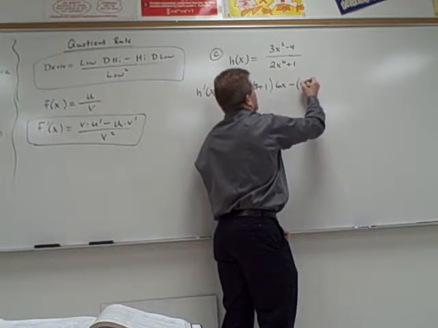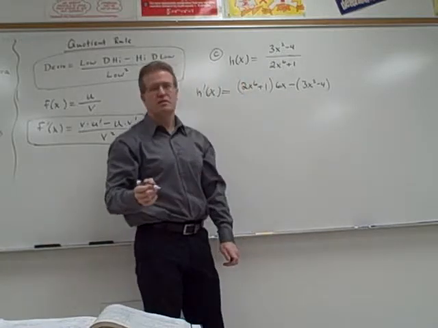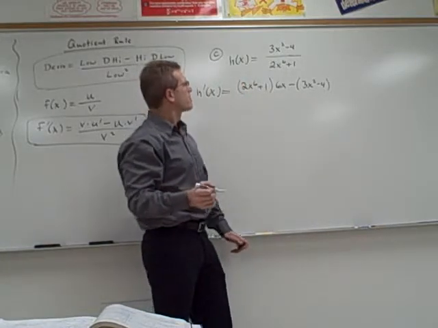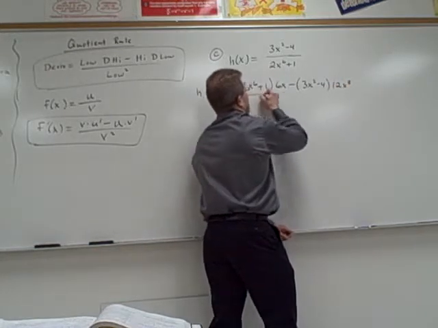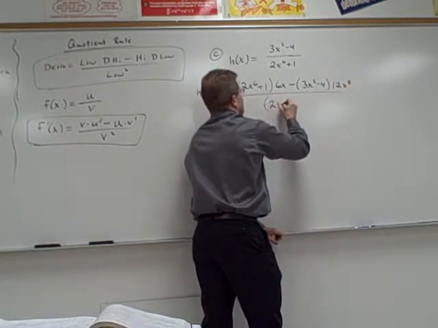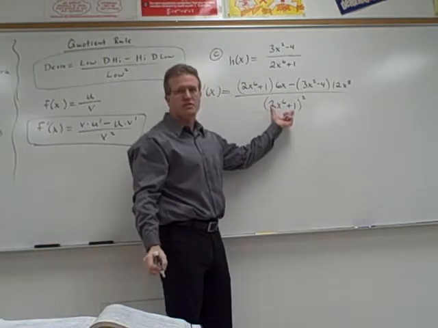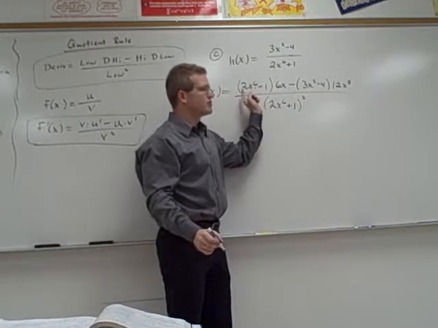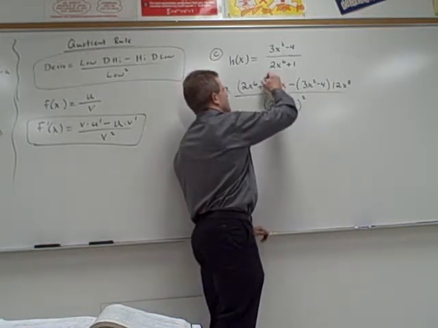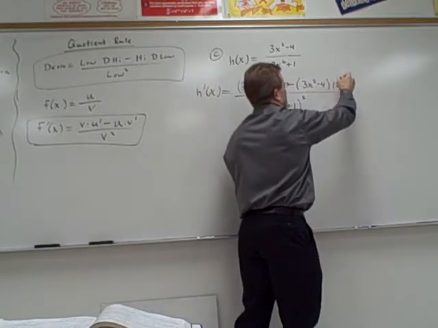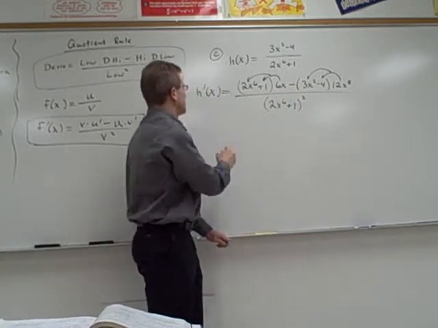Minus high, which is 3x squared minus 4, times d low. What's d low going to be? 12x to the 5th, right? And then don't forget your low squared on the bottom here, 2x to the 6th plus 1 squared. Normally we won't simplify that, we'll just leave that denominator like it is. It's really just the numerator that you have to make sure you simplify. Now make sure you multiply your 6x through and multiply your 12x to the 5th through before you distribute that minus sign.